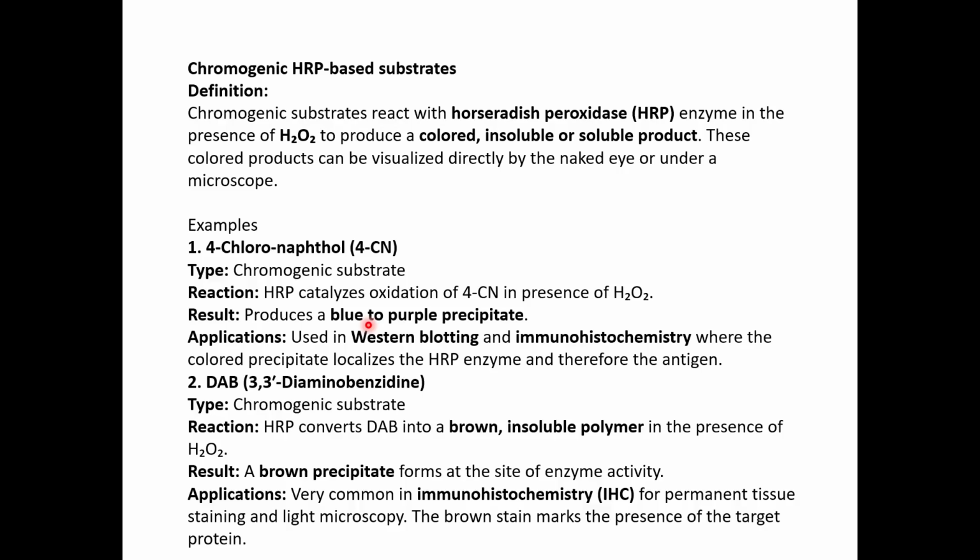Other than this, there is also DAB. DAB is also widely used in immunohistochemistry. It is 3,3 diaminobenzidine, and this is also a chromogenic substance. So the reaction is when HRP converts DAB into a brown insoluble polymer, which occurs in the presence of H2O2. We can see the color based on the presence of the antigen or the amount of the antigen. So this results in a brown precipitate forming at the site of enzyme activity. Then it's widely used in immunohistochemistry for permanent tissue staining and light microscopy.